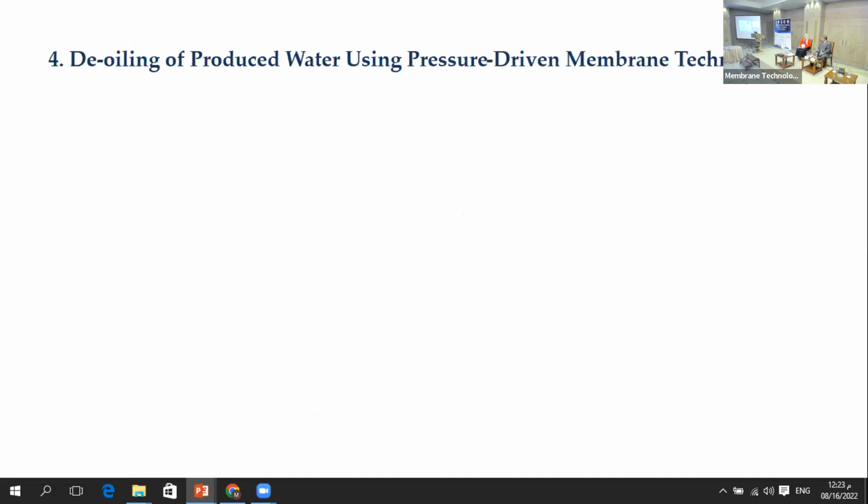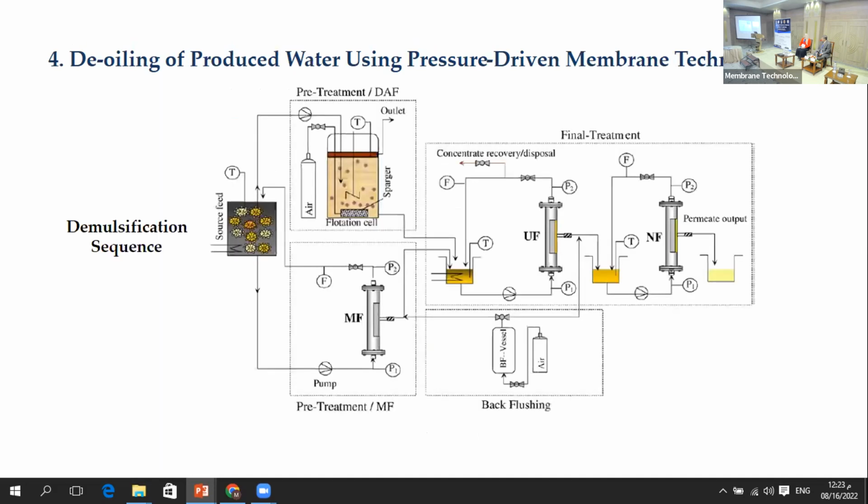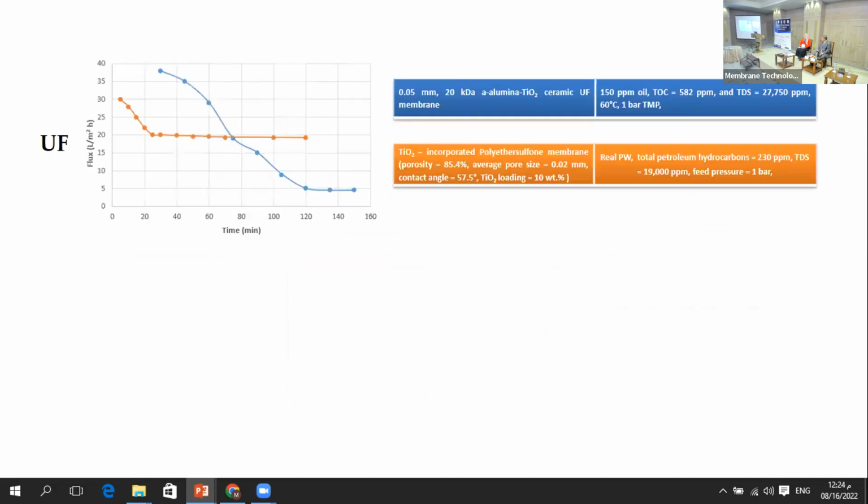Briefly, the first step is de-oiling of the water. This is mainly performed by pressure-driven processes. As you can see, the main conventional process for de-oiling is the solvent extraction process, which can be replaced by microfiltration, and for enhanced oil removal can be further followed by ultrafiltration or nanofiltration membranes.